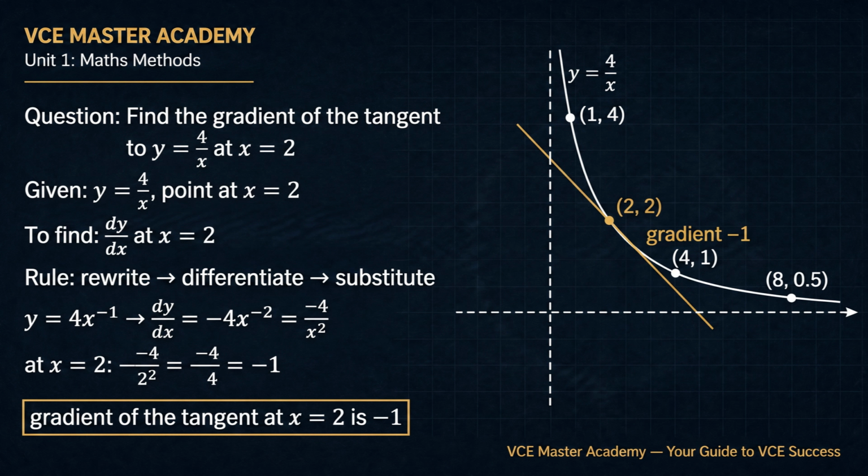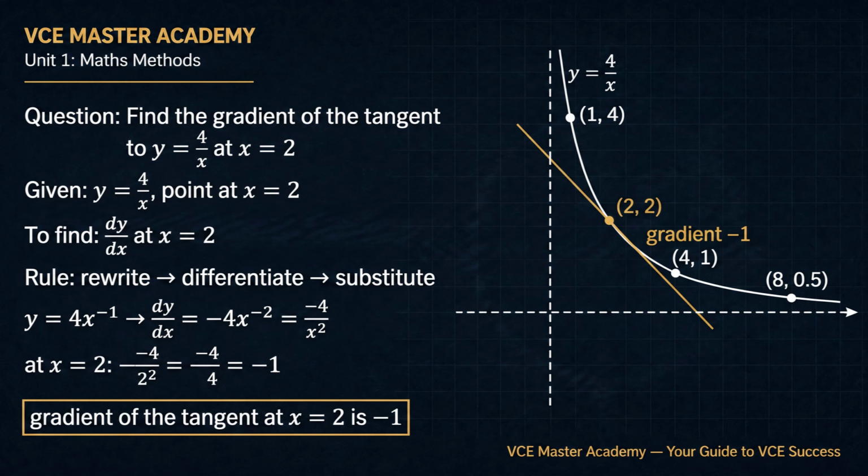We're given the curve and the location. We need one number. The derivative, evaluated at 2. 3 beats now instead of 2. Rewrite, differentiate, substitute. Rewrite. 4 over x is 4, x to the negative 1. Differentiate. Negative 1 jumps down. 4 times negative 1 is negative 4. Power drops to negative 2. So dy dx is negative 4 over x squared. Substitute x equals 2. 2 squared is 4. Negative 4 over 4 is negative 1. The gradient of the tangent at x equals 2 is negative 1.